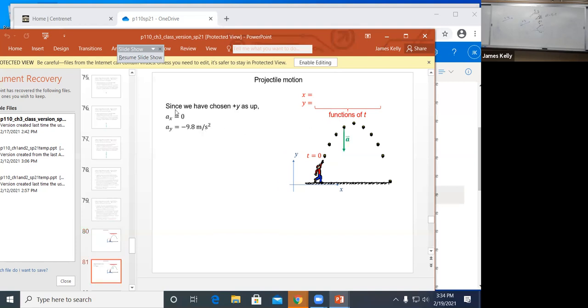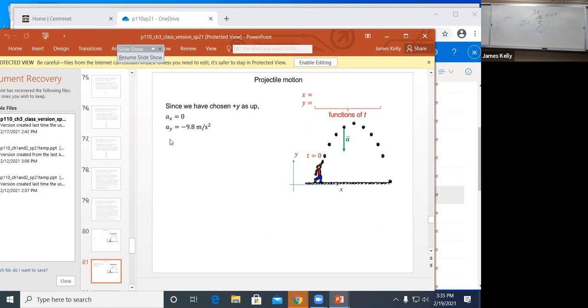Since we've chosen plus y is up, it's not too hard to believe that as you toss something through the air, it goes at constant speed with respect to the horizontal direction, which is to say it's not accelerating along this direction as it's going up and going down. But it very definitely is going to accelerate along the direction toward Earth. We'll find out exactly why in the next chapter when we talk about the relationships between forces and acceleration.